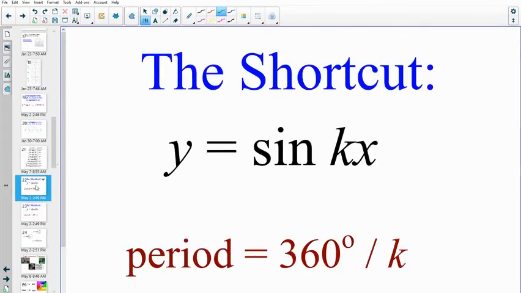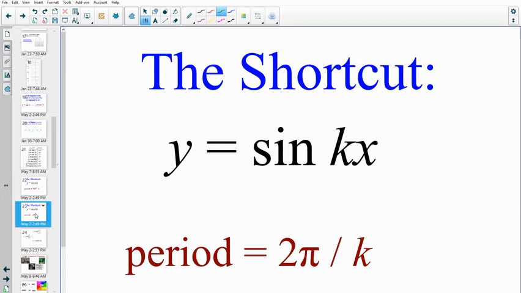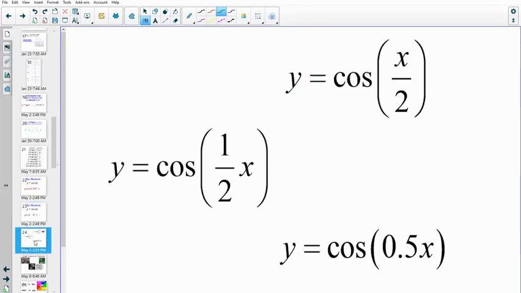So the shortcut depends if we're dealing with radians or degrees. Whatever the number is that is in front of the x, the coefficient on the x, we find the period in degrees by taking our usual period, 360 degrees, and dividing by that value, 360 divided by k. And if we're dealing with something in radians, we take 2 pi divided by k. That's scaling it either up or down, depending on if k is smaller or larger than 1.